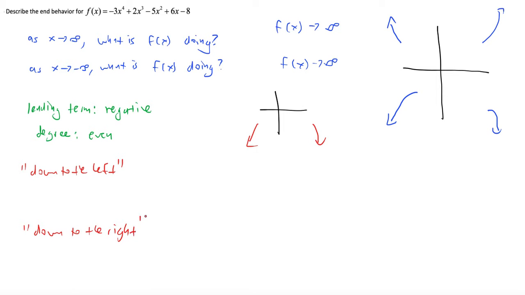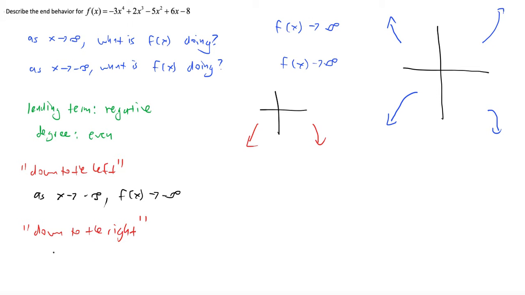Now more technically, we can say that as x approaches negative infinity, that means we're going to the left, right? Because these are the x values. As x is getting smaller and smaller, as x approaches negative infinity, what is happening to f of x? The y values are also getting smaller, right? So this would be the more technical way to write it. As x is getting smaller, y is getting smaller, which means down and to the left.